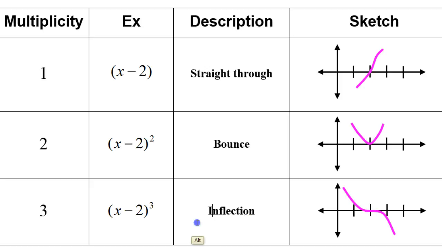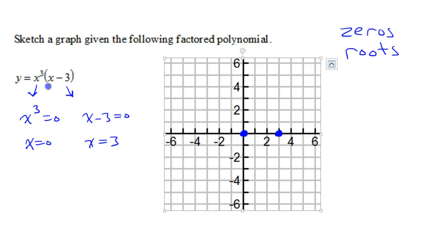So in this particular case, I have a triple factor and a single factor. So that means at the x-intercept of 0, I will have an inflection, because that one was a triple. So that's where it sort of flattens out and goes on through. This one is just going to pass straight through because it is a single factor, no exponent here.